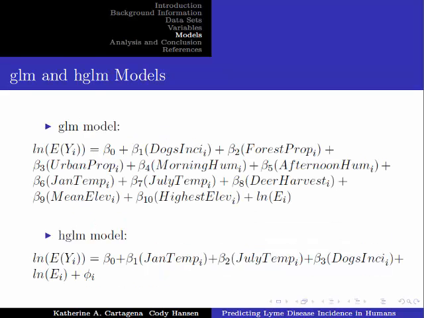Both of our models are attempting to fit natural log transformed state total counts. Each model has an offset E sub i, which is the expected count if the rate of disease was the same in all states. The phi term in the HGLM is a spatial random effect for each state.